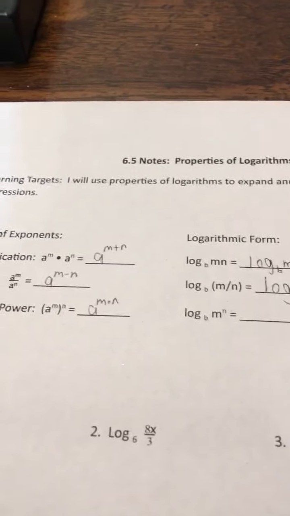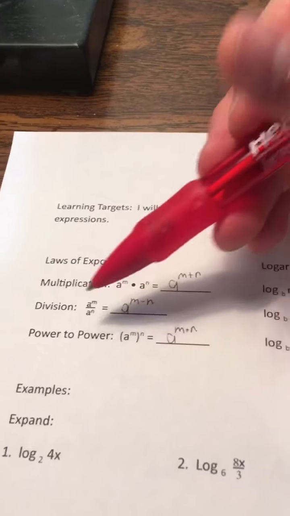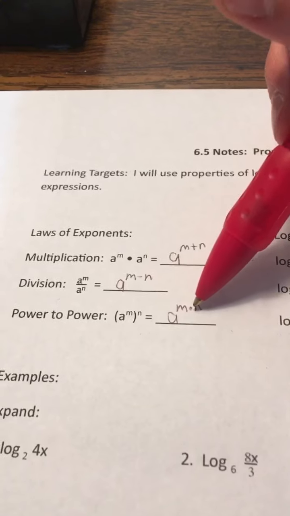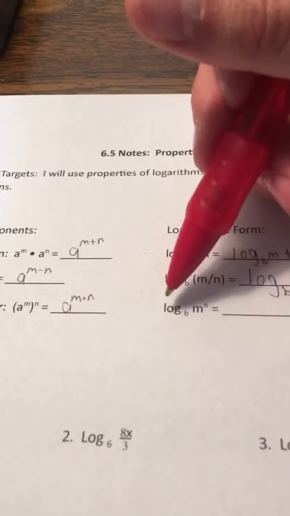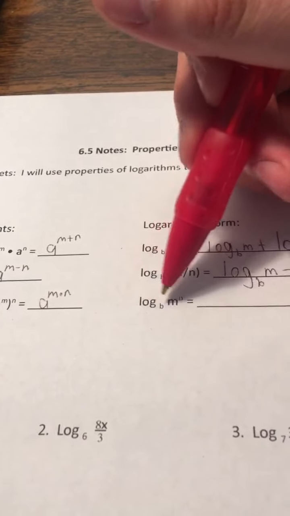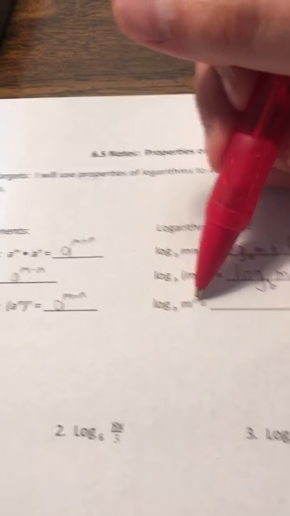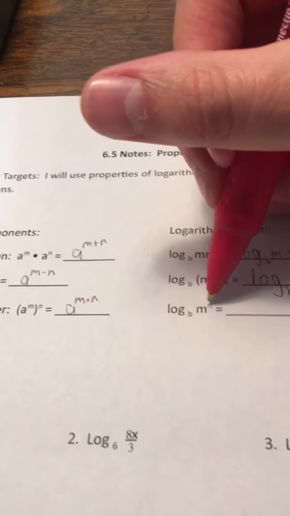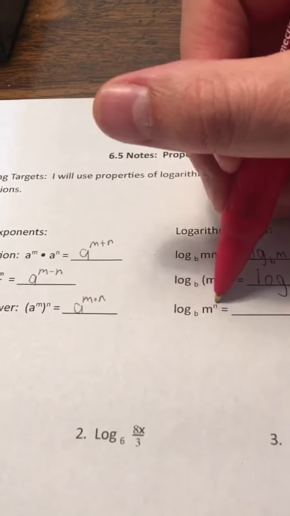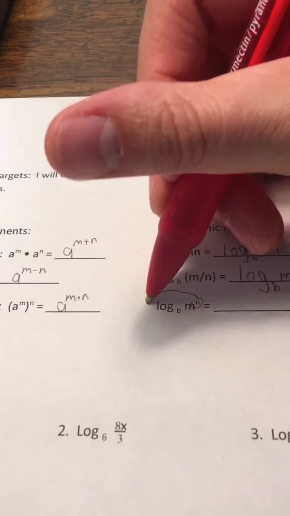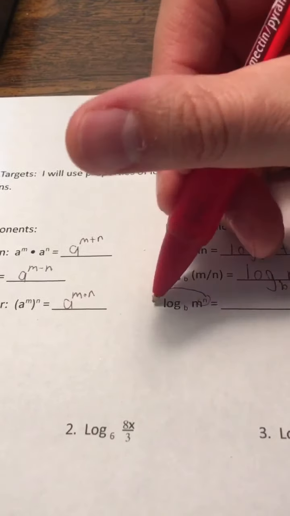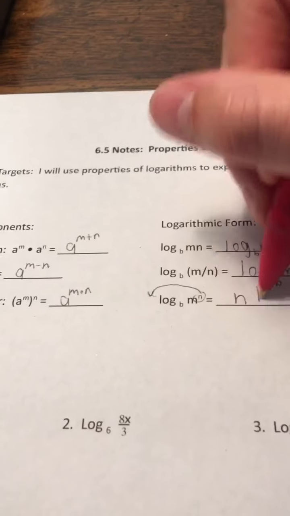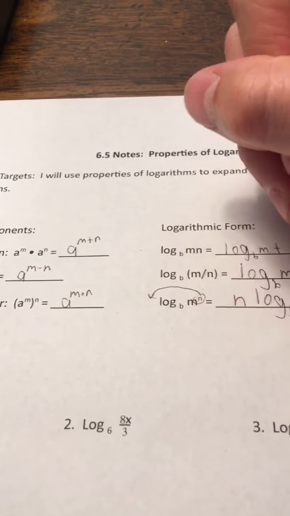And then last property here, power to power. When I have an exponent raised to an exponent, I can multiply the exponents. So the same thing is true here. Log base b of m, remember a log is an exponent. So if you have an exponent raised to another exponent, you wind up multiplying them together. What that means is I can take this exponent, this n, and move it to the front. I can write this as that exponent n times the log of that whole thing. This is n times log base b of m.